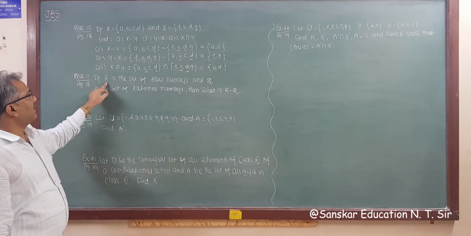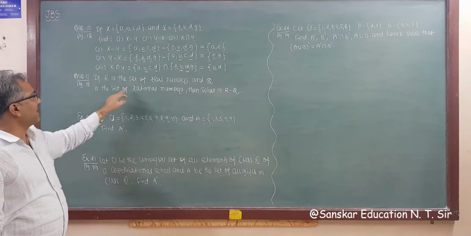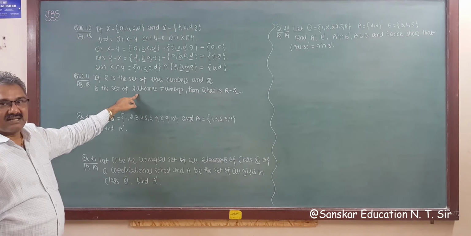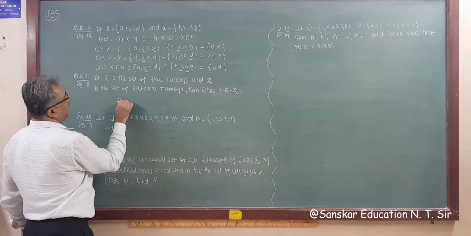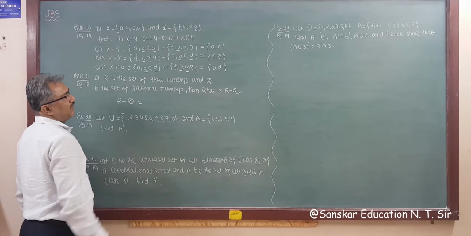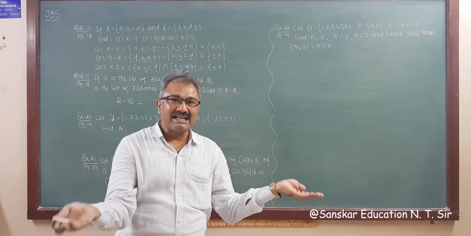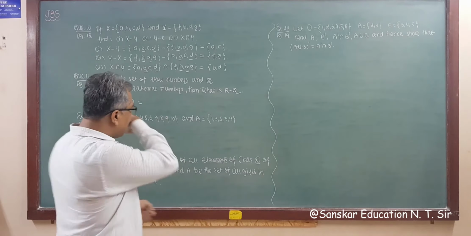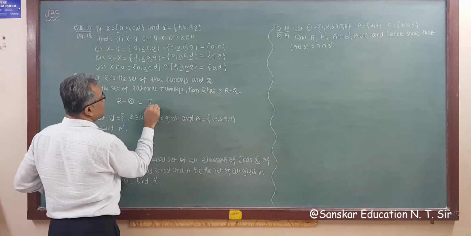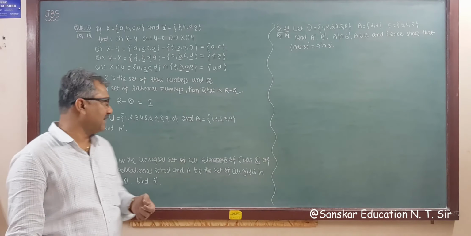Now R is the set of all real numbers and Q is the set of all rational numbers, right? Then what is R minus Q? So R minus Q is equal to, from the set of real numbers you have to remove the set of all rational numbers, which means the remainder is the irrational numbers, right? That is I. So I, the irrational numbers, is your answer.